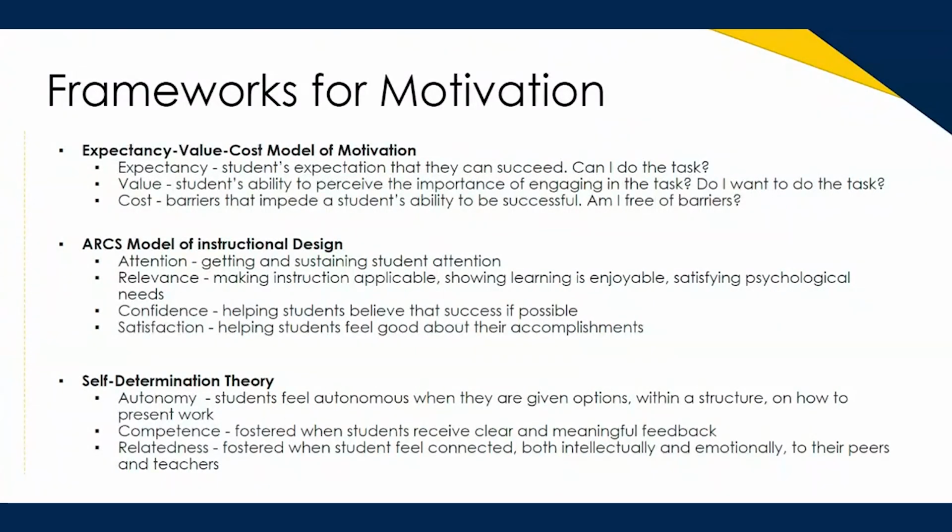And so this model looks at three different things. Students' expectation that they are able to succeed. So they're asking themselves, am I able to do this task? Am I able to complete this assignment? Am I able to do well on this exam? And then students' ability to perceive the importance of engaging in this task. Do I want to do it? Is it worth my time? Is it going to help me in the future? And then cost or barriers that impede the student's ability to actually be successful. So what are those different barriers?